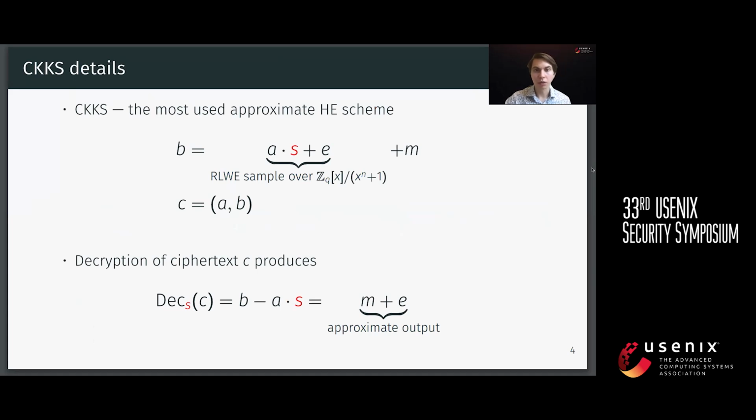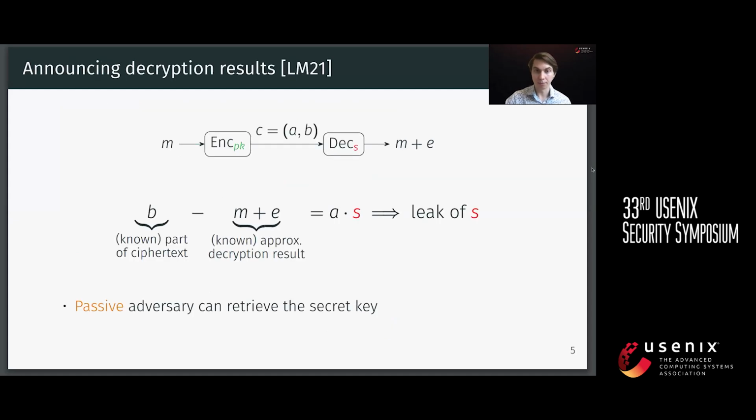There is a scheme called CKKS. It's the most used, the most popular approximate homomorphic encryption scheme, and it works over lattices. First we take a ring LWE sample, A times S plus E, where S is the secret key. We add the message M, we get a B, and so our ciphertext is just a pair (A, B). If we want to decrypt such a ciphertext, we subtract from B, A times S. As a result, we get M plus E, which is an approximate output. So it means that we get a message M with a small noise E.